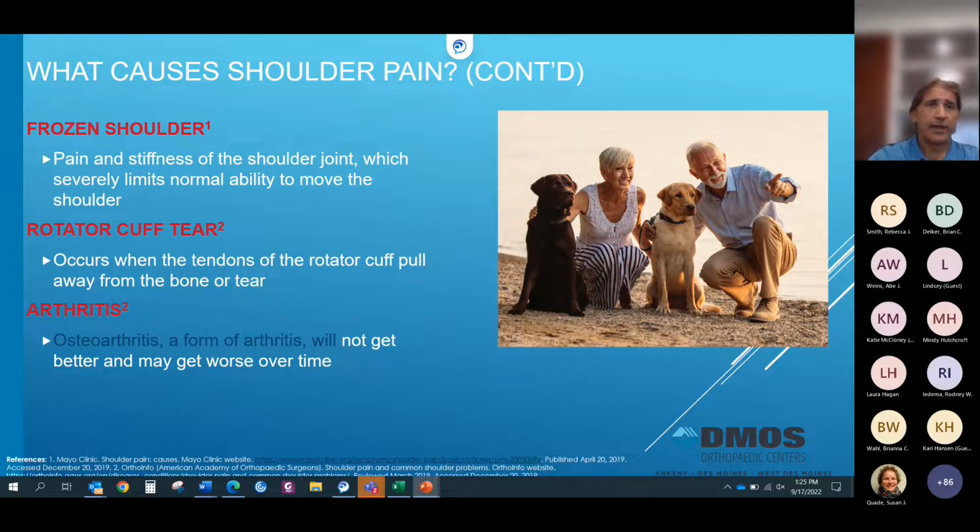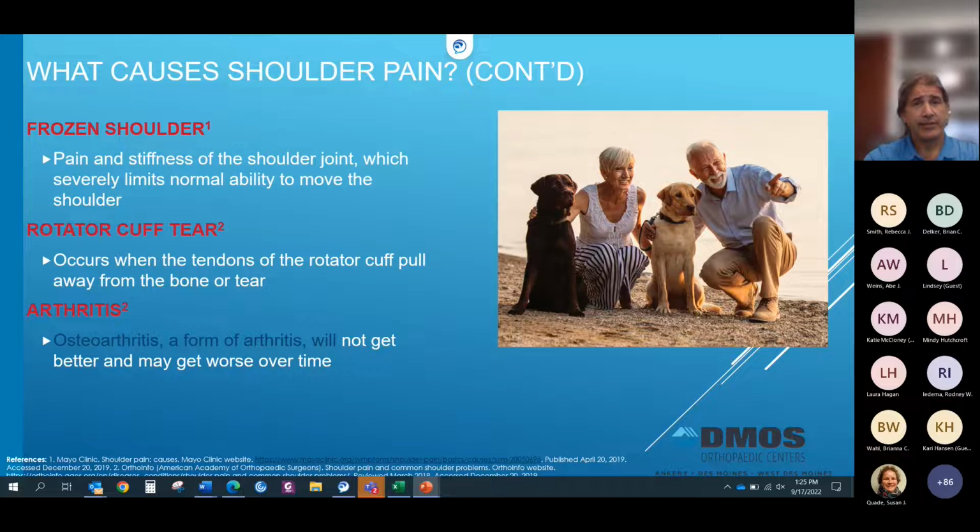It is more common, just a note, in diabetics and people with low thyroid hormone, and those people it's harder to treat too, and sometimes those people will need a manipulation or a shoulder scope or something, which I favor manipulation.